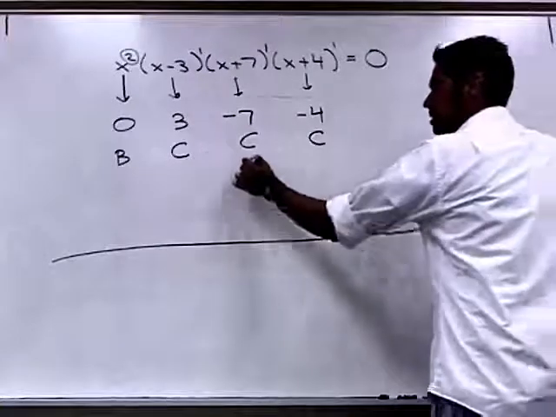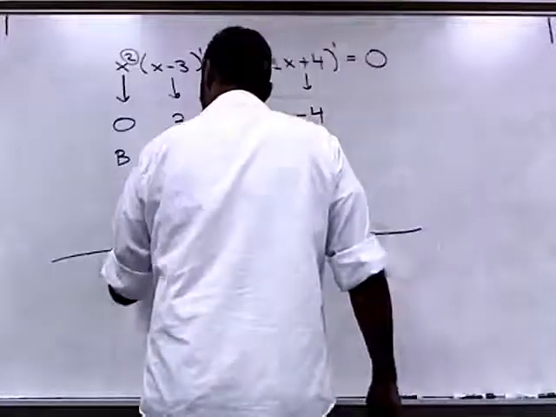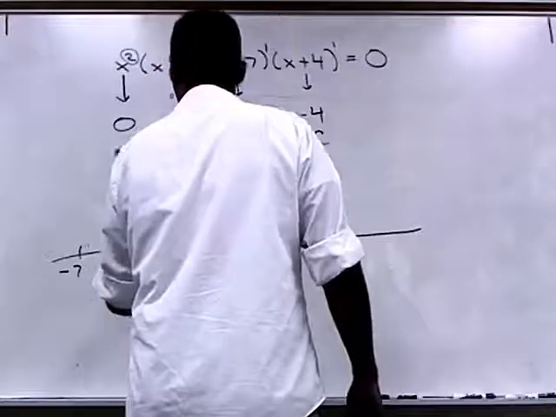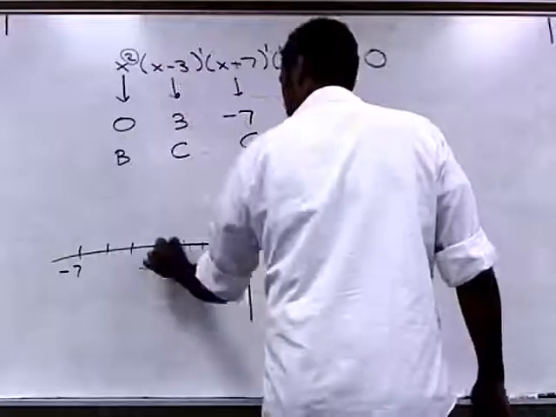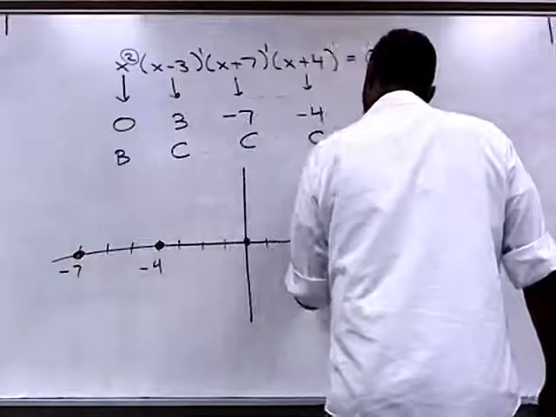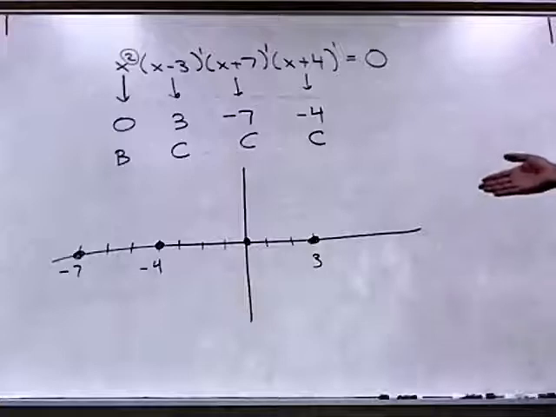All right, let's draw it. I have -7, -4, 0, and 3. Okay, those are my x-intercepts. My y-intercept is 0 also.